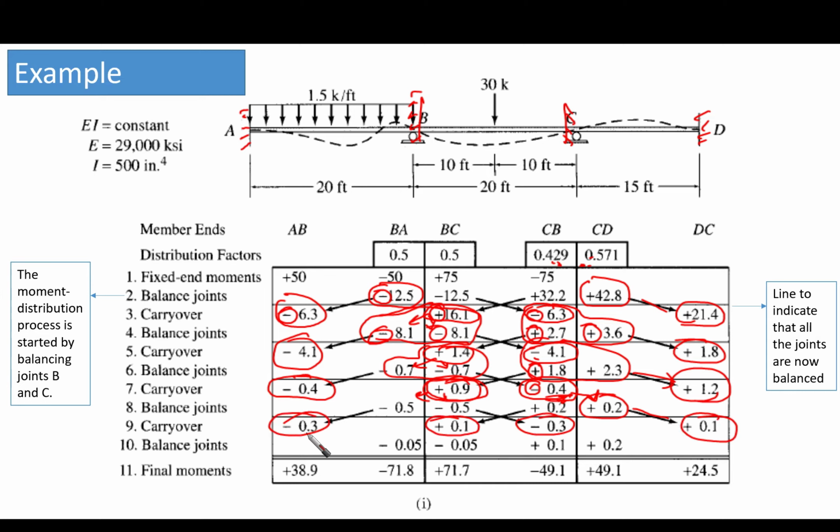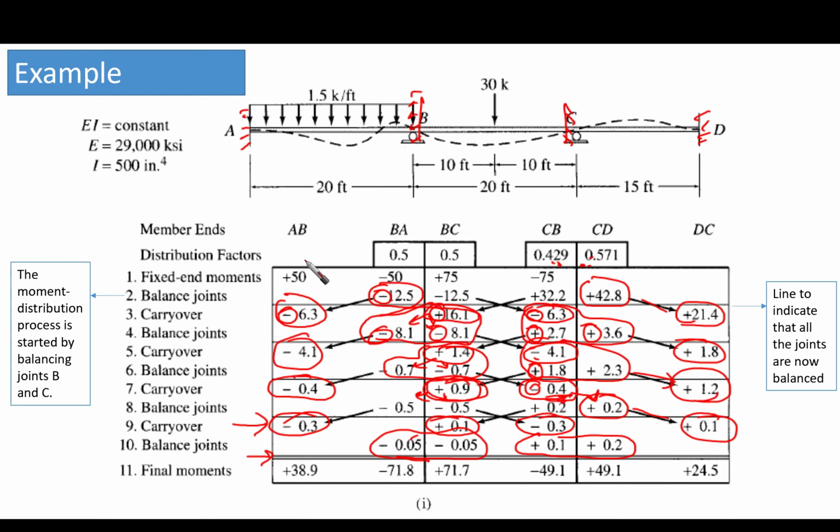Seemingly these are going to be very small moments. After that we can stop at this cycle. This is the last carryover. We make one round of balancing, 50-50 here and here, 0.1 and 0.2 based on the distribution factors, and then we draw the line. This is the end step for us.